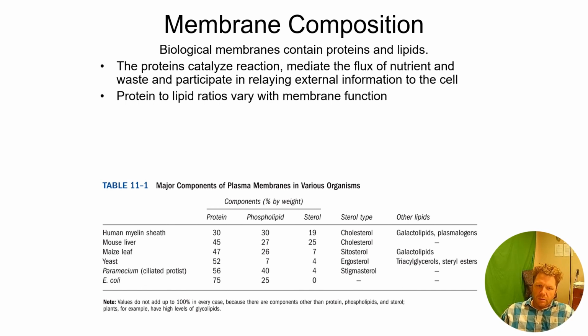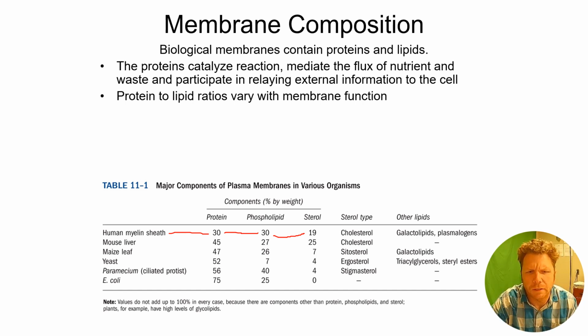So if we look at these different cell types, a human myelin sheath cell has 30% protein, 30% phospholipid, so that's 60, and then 19% is sterol, so that would be 79%, or nearly 80% of the membrane's weight attributed to proteins, phospholipids, and sterol.